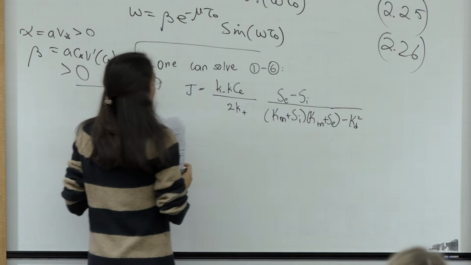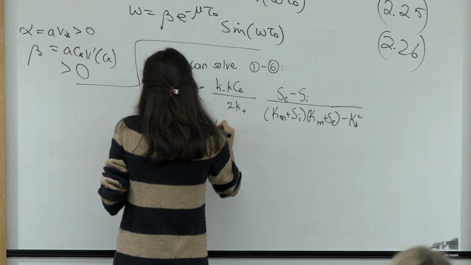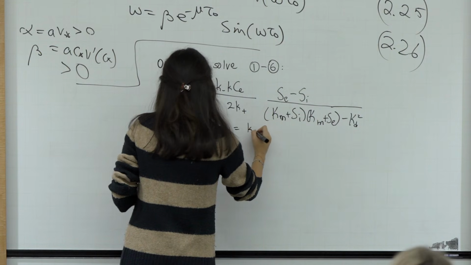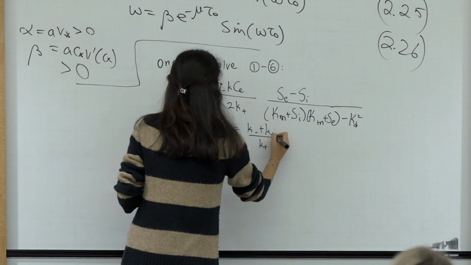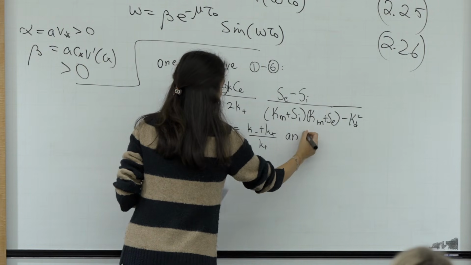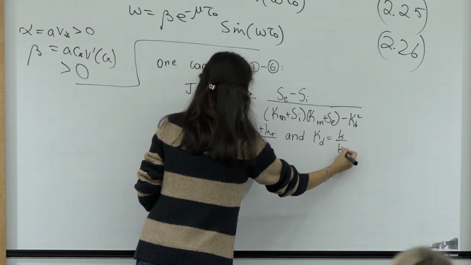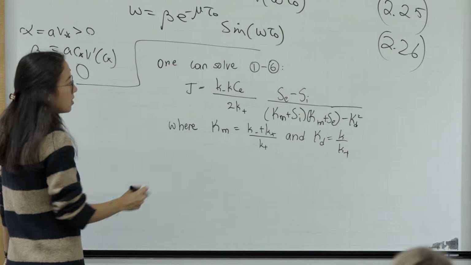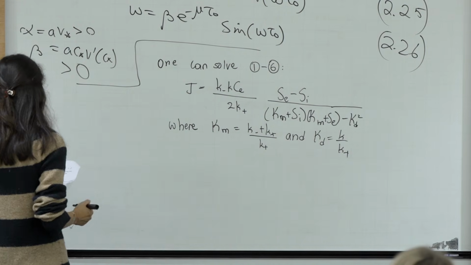So these rates are essentially again additions of the individual rates. So it's going to be K minus plus K plus divided by K plus. And I also have the Kd. So Kd in this case is just the ratio between K minus and K plus. So K, remember, is this rotation that we were talking about before.